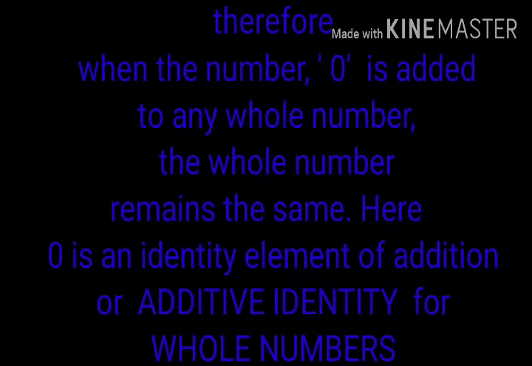Therefore, when the number 0 is added to any whole number, the whole number remains the same. Here 0 is an identity element of addition, or additive identity, for whole numbers. That's why 0 is called the additive identity for whole numbers, and not for natural numbers. So, 0 is not a natural number.